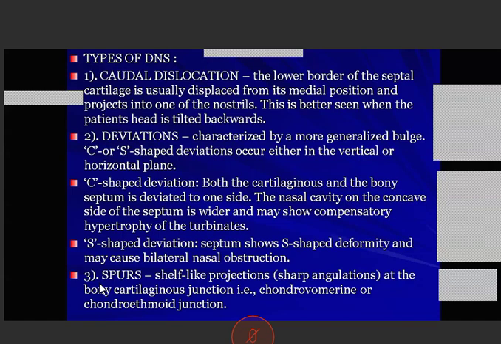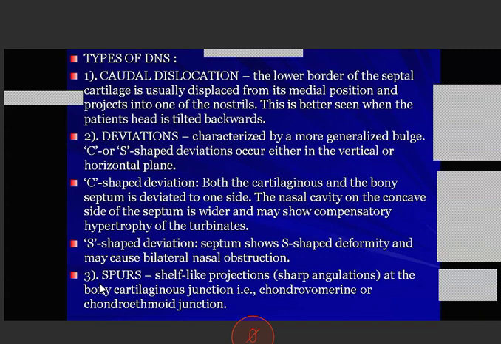So he may not feel obstruction on that side. Whenever there is a compensatory hypertrophy on the concave side, he always complains that the obstruction is on the concave side because of the long-standing deviation to one side. The patient gets acclimatized to that side and may not feel any nasal obstruction there. So he always complains, oh, the obstruction is on this side, though the deviation is on the other side. That is due to the compensatory hypertrophy of the turbinates.